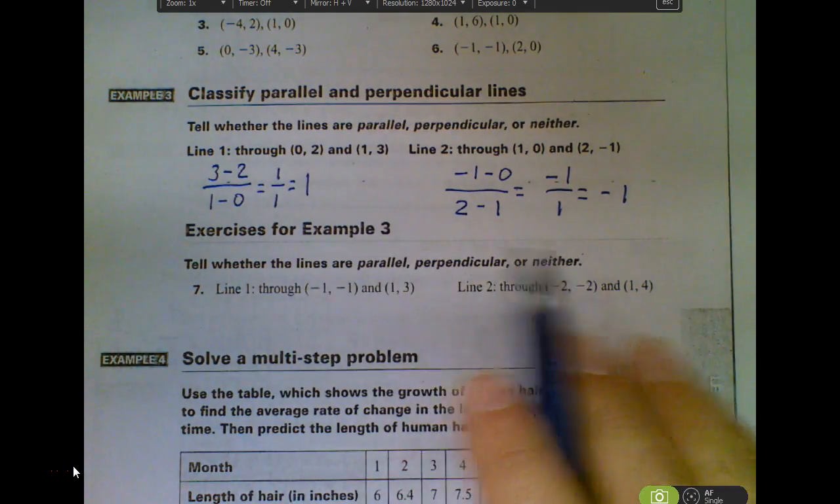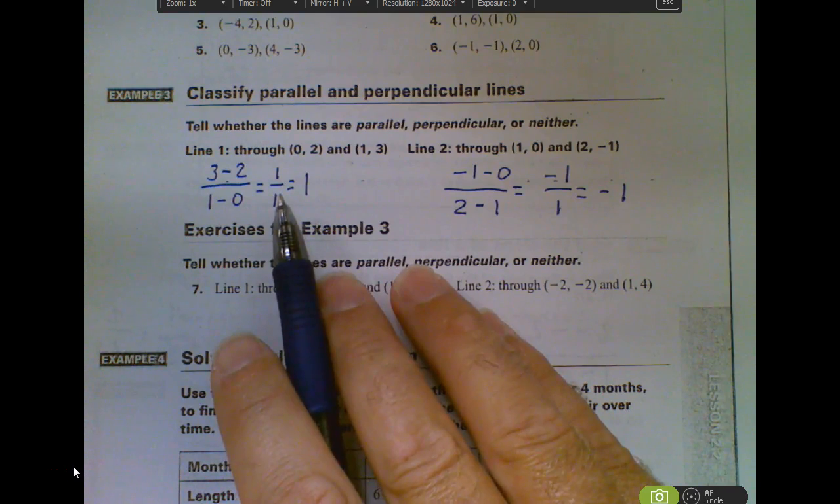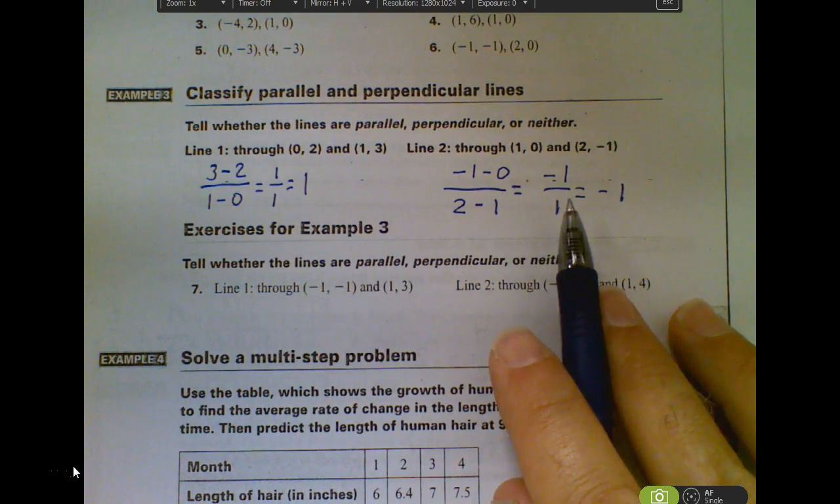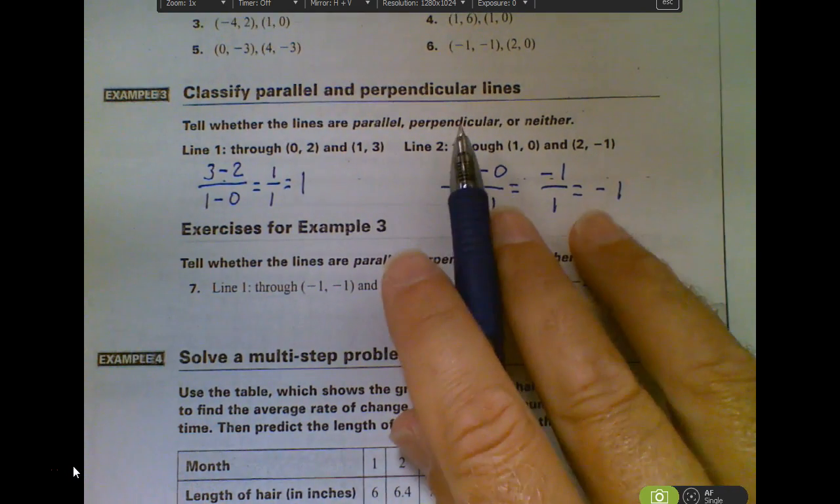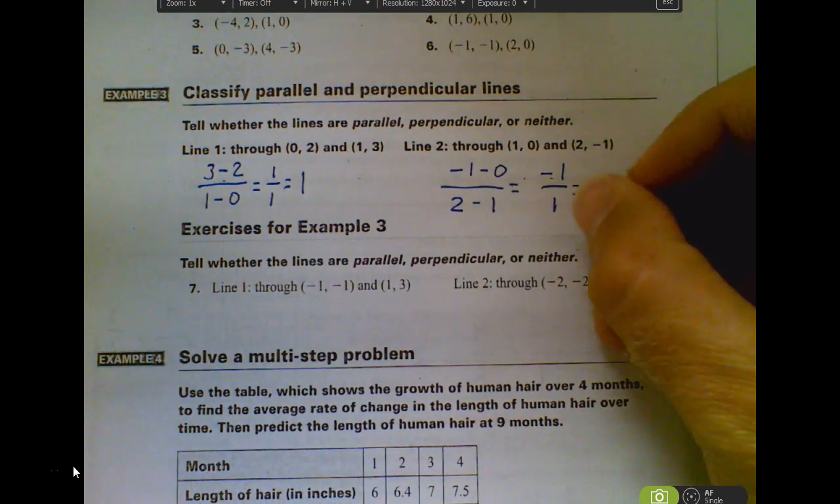So if we were to compare, you can see that this is 1 over 1. If I flip this and change the sign, I get this. Right? So I flip the fraction, I change the sign, which means these are opposite reciprocal slopes, which means in this case we now have perpendicular lines. Right? And so we just want to identify that.